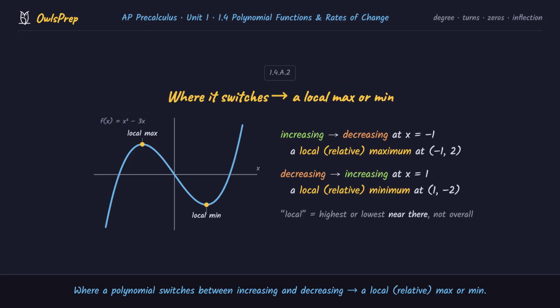Here's the first key characteristic. Wherever a polynomial function switches between increasing and decreasing, it has a local, or relative, maximum or minimum. Our rates go from +4 to -2 at x equals -1. Increasing turning into decreasing, so that's a local maximum at the point -1, 2. Then from -2 to +4 at x equals 1. Decreasing turning into increasing, a local minimum at 1, -2. And keep the word local honest. It only means highest or lowest compared to the points near it. It says nothing yet about the function overall.